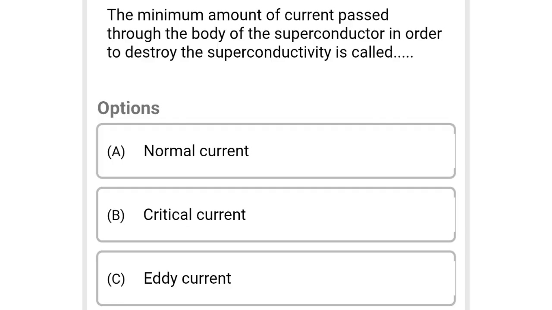Next question, the minimum amount of current passed through the body of the superconductor in order to destroy the superconductivity is called option A normal current, option B critical current, option C eddy current, option D Hall current. The correct answer is option B critical current.